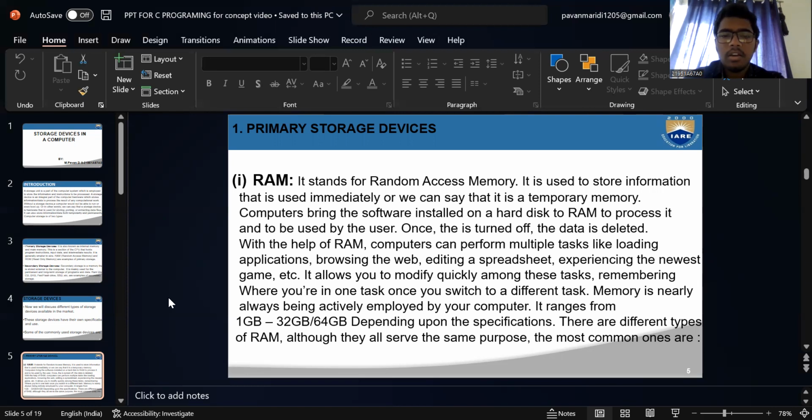With the help of RAM, a computer can perform multiple tasks like loading applications, browsing the web, editing a spreadsheet, and experiencing the newest game. It allows you to switch quickly among these tasks, remembering where you are in one task. Once you switch to a different task, memory is nearly always being actively employed by your computer. It ranges from 1 GB to 32 GB, 64 GB, depending upon the specifications.